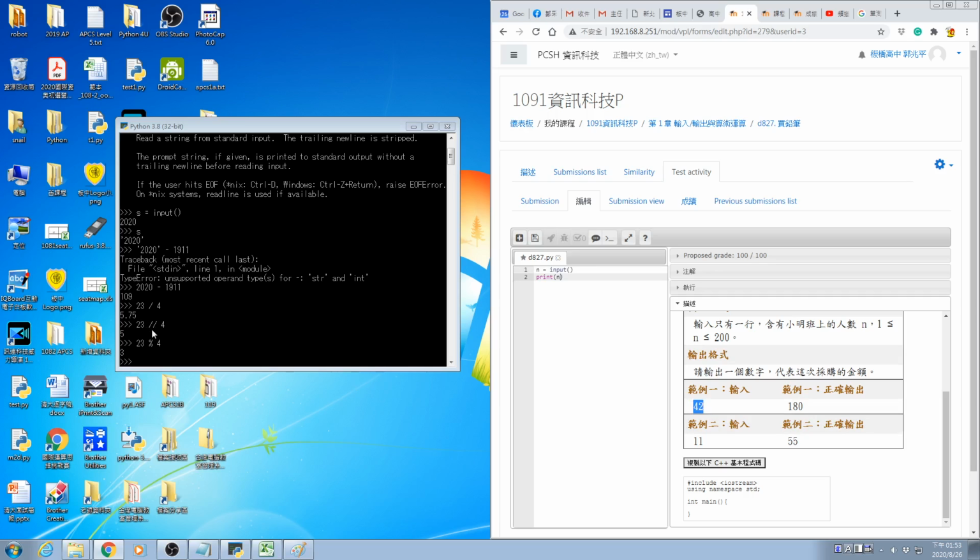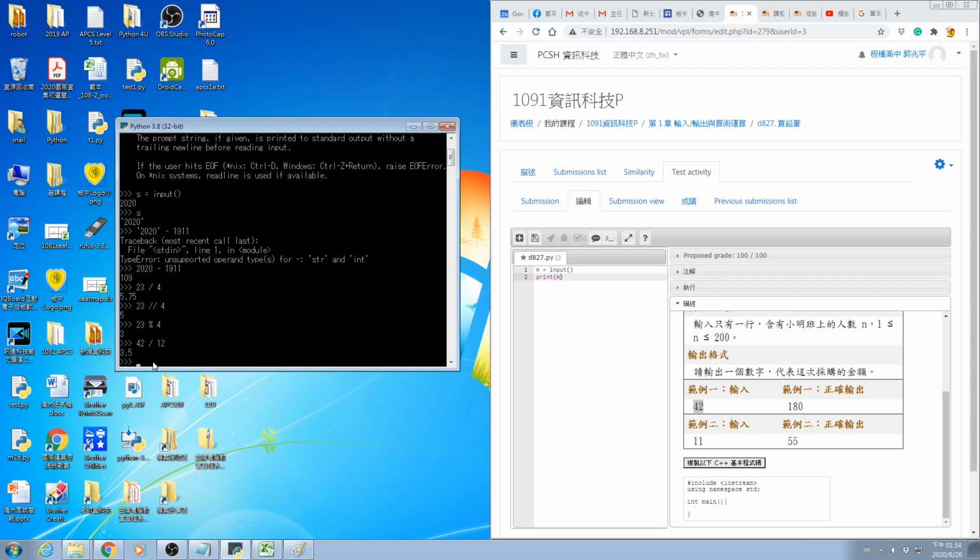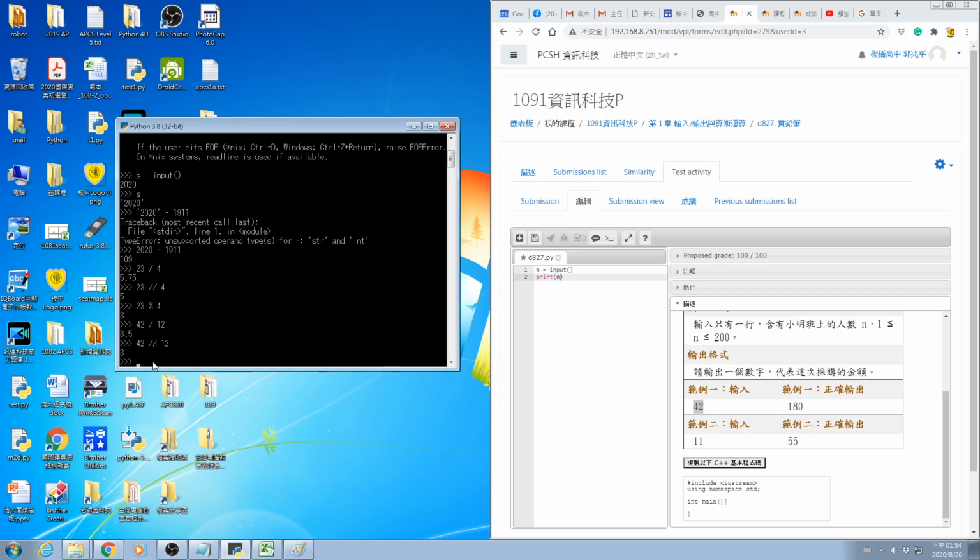Is that right? If you don't use the integral division, you'll get 3.5. There's no such thing as 3.5 dozens. So you need to use 42 divided by 12 with integral division, and then you'll get 3 dozen. But there are 36 pencils in 3 dozens. That's not enough if you have 36 pencils, because we got 42 students.